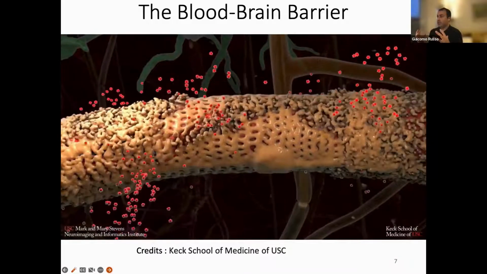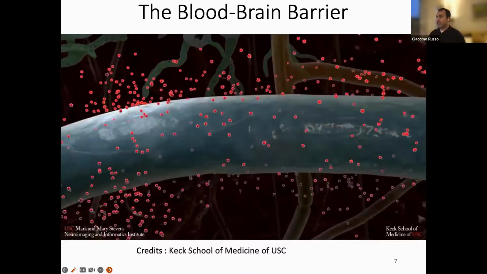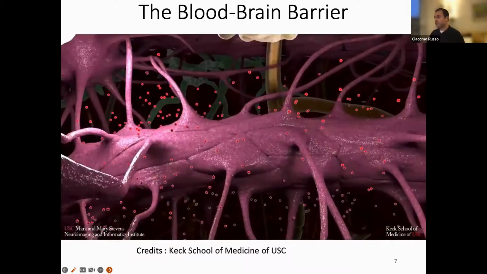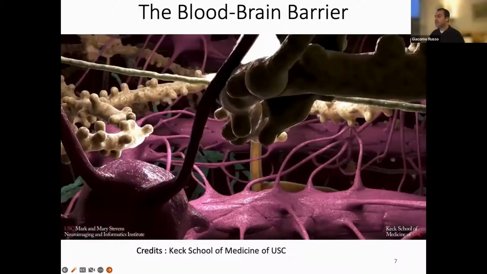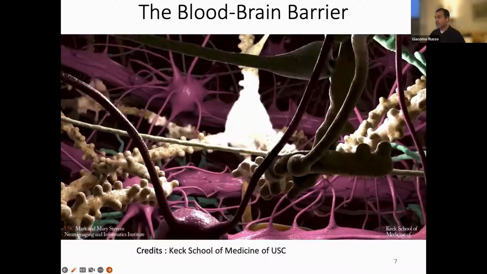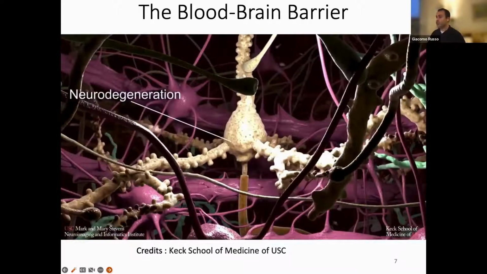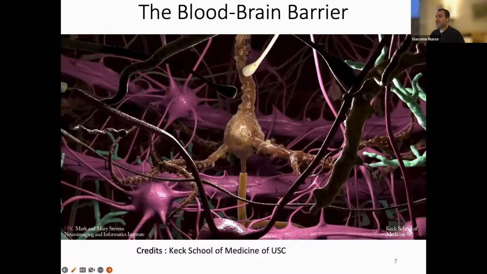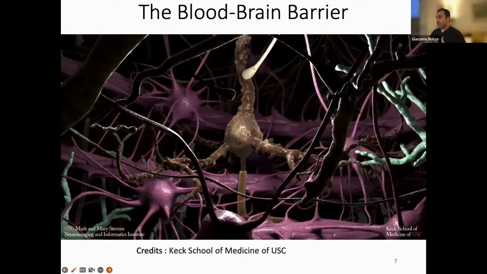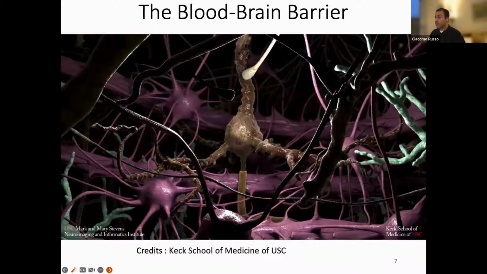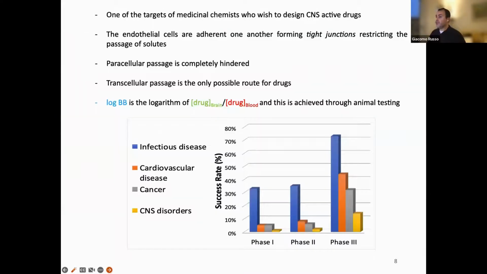Essentially, this is the way the blood-brain barrier looks in a healthy patient, but of course, during some diseases, for instance inflammation or neurodegeneration, the leakiness of the barrier can increase and the permeability can also be increased as well. Why is the blood-brain barrier relevant?